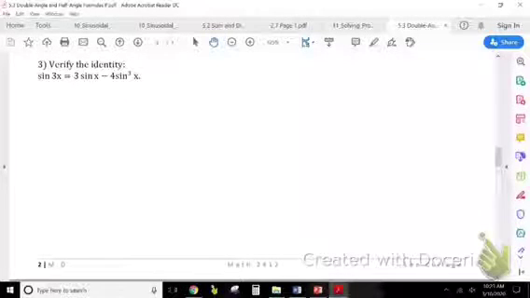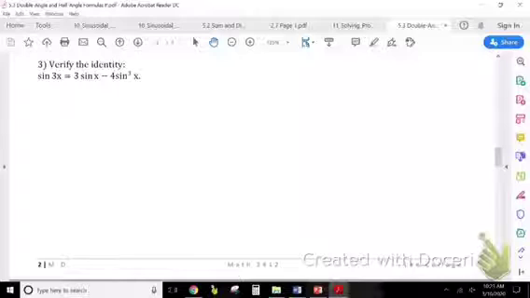So example 3 says to verify this identity. So the question is, do we work the left or the right? Right. Well, it's kind of questionable on this one, because how are we going to make a sine of x or a sine squared of x go to a sine of 3x, right? So we might want to actually work the left side instead, because what do we know?